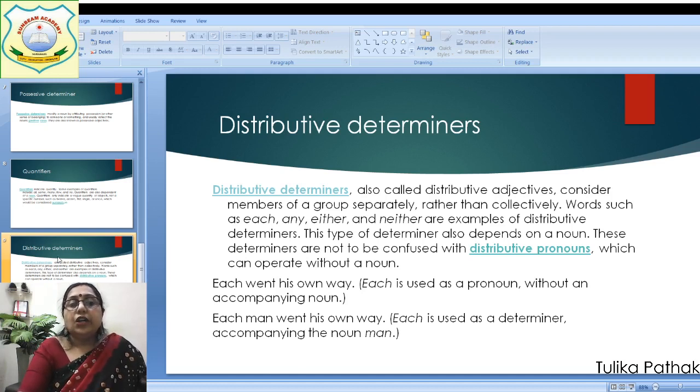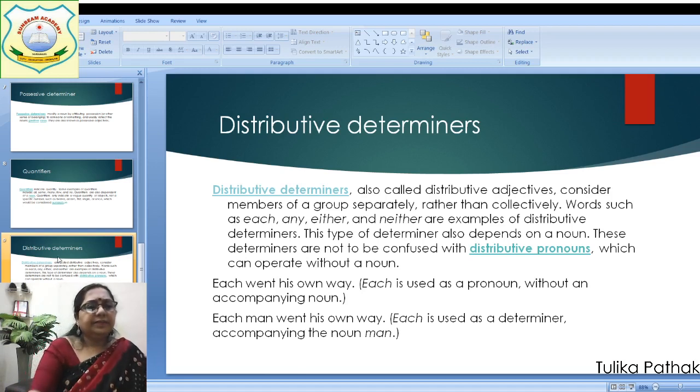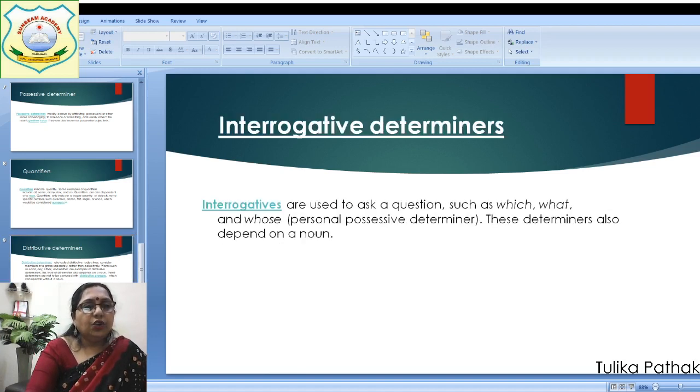These determiners are not to be confused with distributive pronouns, which can operate without a noun. Each went, this is an exception, distributive pronouns, okay? Each went his own way. Each is used as a pronoun without an accompanying noun. Each man went his own way. So each is used as a determiner accompanying the noun. What was the noun here? Man. Yes.